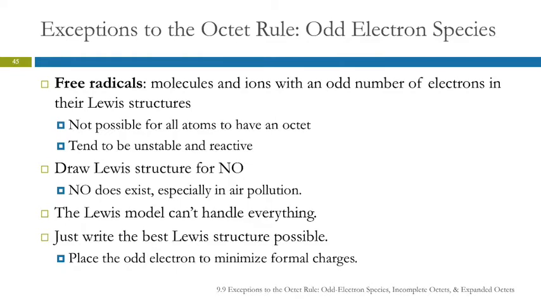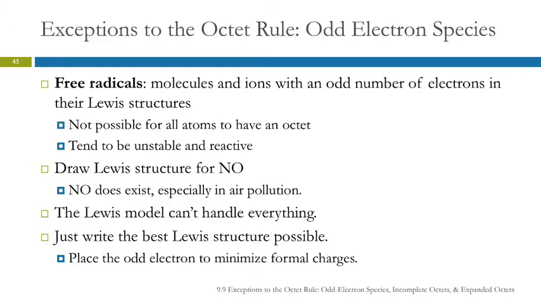The first one we're going to cover are called free radicals. These are molecules and ions that have odd numbers of valence electrons. So if you have an odd number of electrons, it's impossible to draw a Lewis structure where you have octets for everything and duets for hydrogen. The Lewis model predicts these molecules are going to be unstable because they don't have octets, and that's true. They tend to be unstable and very reactive.